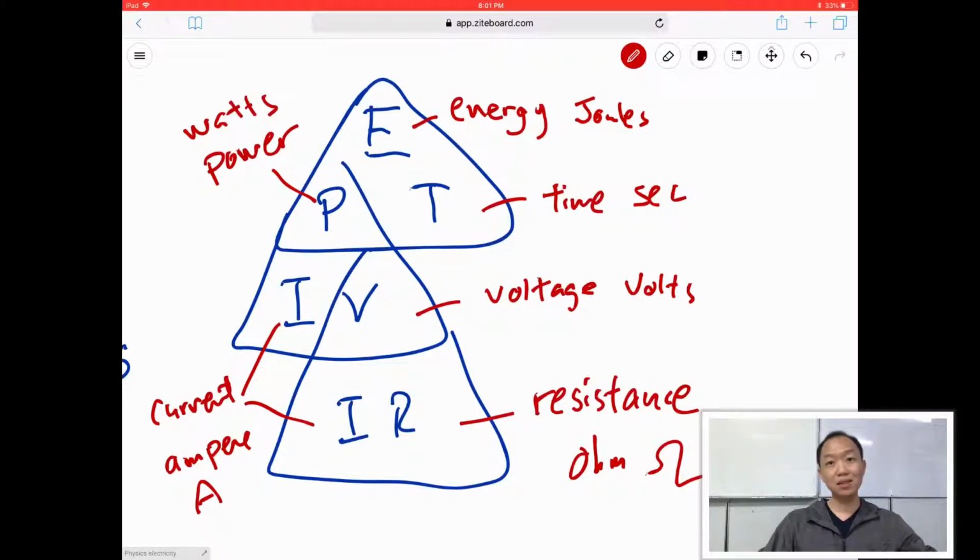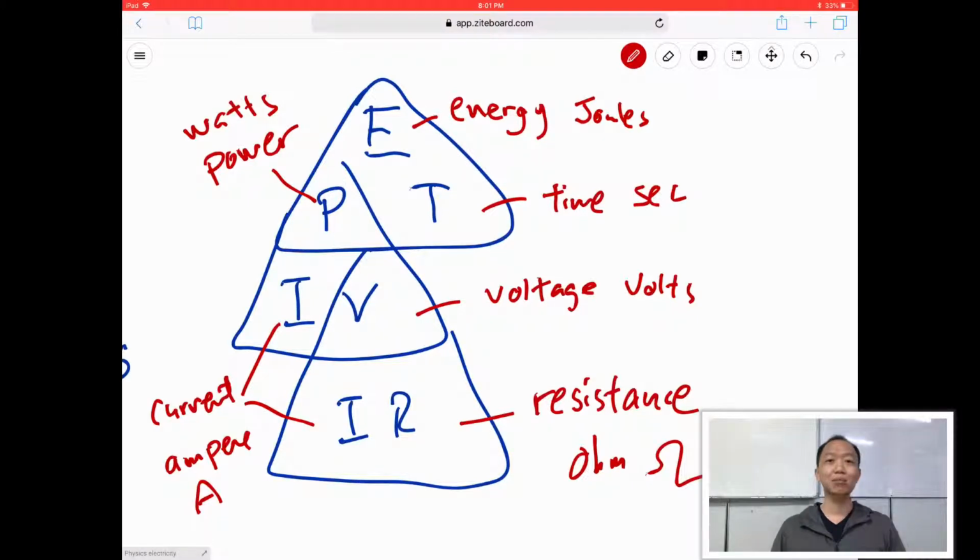Okay, so this is a very convenient way of remembering three sets of formulas in just one triple triangle. All you have to do is to keep repeating this EPT-IVIR. You can do it right now, don't be shy, just say EPT-IVIR. All you have to do is to say it like 10-20 times. It will get stuck in the head and you'll remember three formulas.